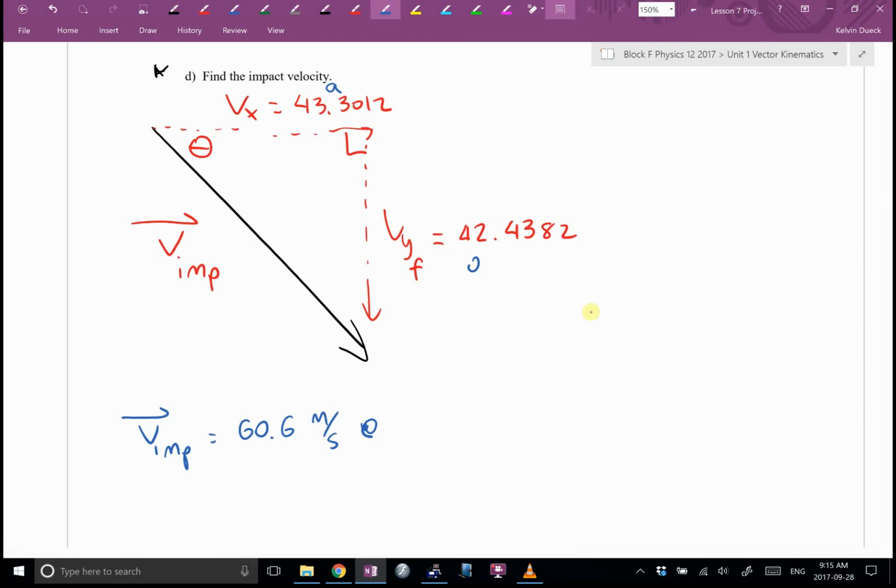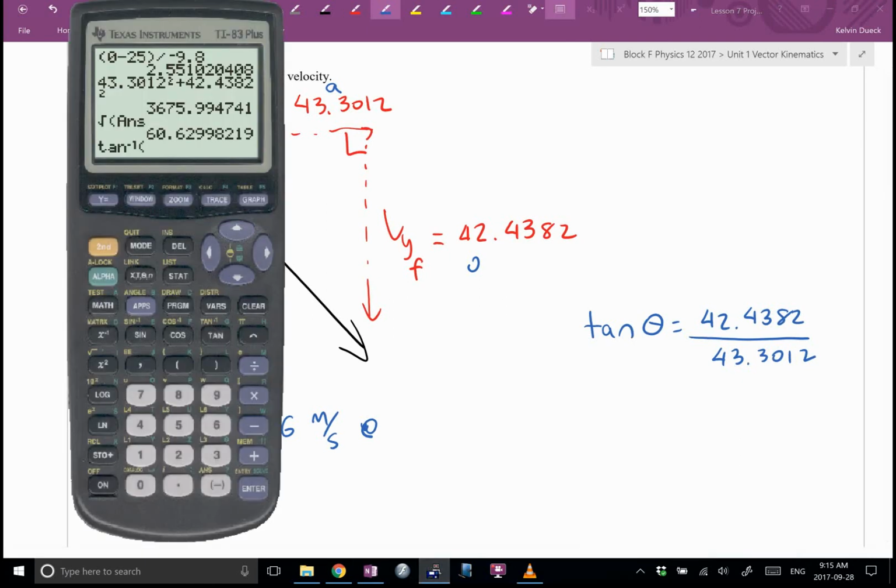Tan again. Opposite, 42.4382 over 43.3012. Oh, I totally typed that in wrong. I missed a decimal. That'll do it. Insert a decimal. That totally didn't work. Insert 4382, and then I want to nuke this 8 there. You get 44.4? I told you, really close to 45.